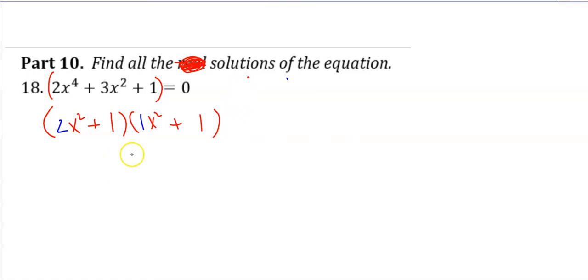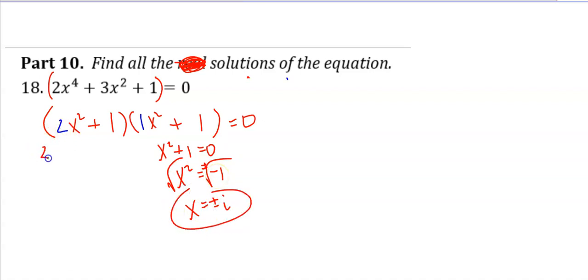Okay, so let's keep going here. We can't really factor anymore over the real numbers. So I'm going to set x squared plus 1 equal to 0 and solve. I get x squared equals -1. Root both sides. Don't forget plus or minus. So x equals plus or minus i.